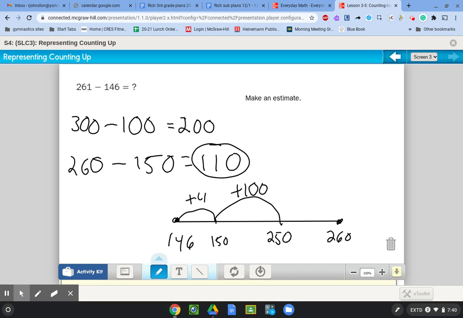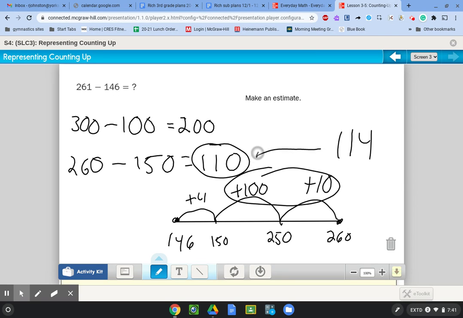Now I know to get from 250 to 260 is just a +10. And 100 plus 10 is 110. Plus 4 more is 114. And you can see that when I compare it to my estimate when I rounded to the nearest 10, it's really close. Not as close when I rounded to the nearest 100. So it's always good to round to the smaller places. If you're dealing with 3-digit numbers in the hundreds place, round to the nearest 10.